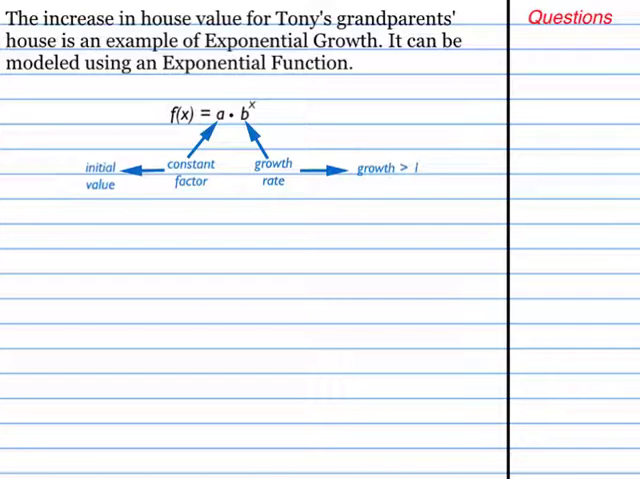So if I look back at the example with Tony's house, I can talk about my initial value being 10,000, and I can talk about my growth rate being 2, the constant factor at which it's multiplying. So I would have f of x equals 10,000 times 2 to the x power. You can try that out with your table and see if it comes up with the values you've known.